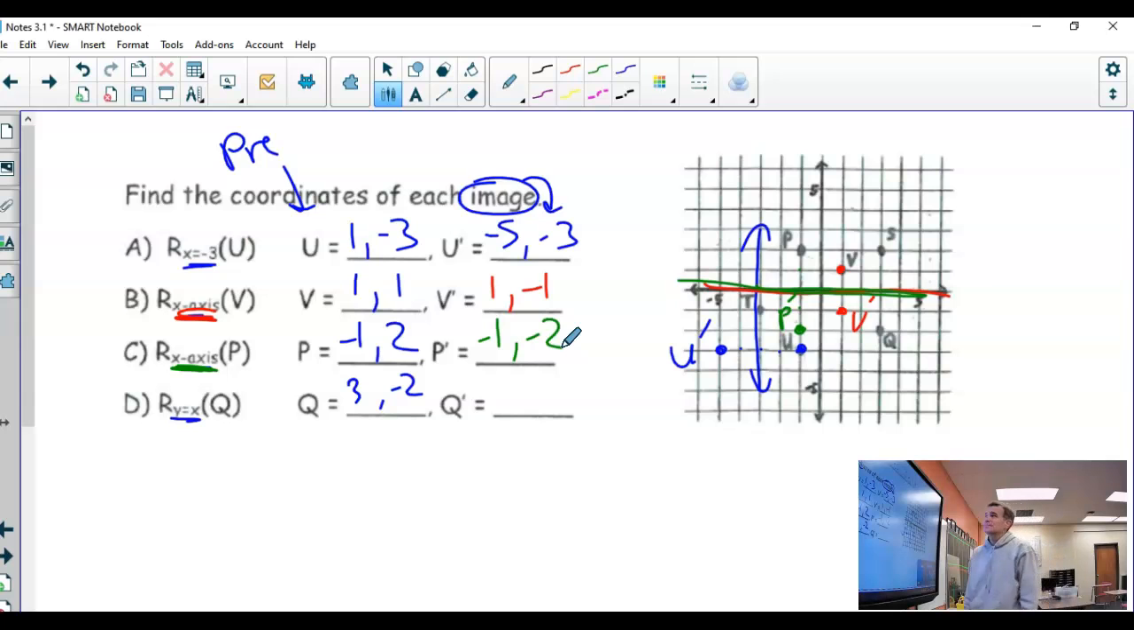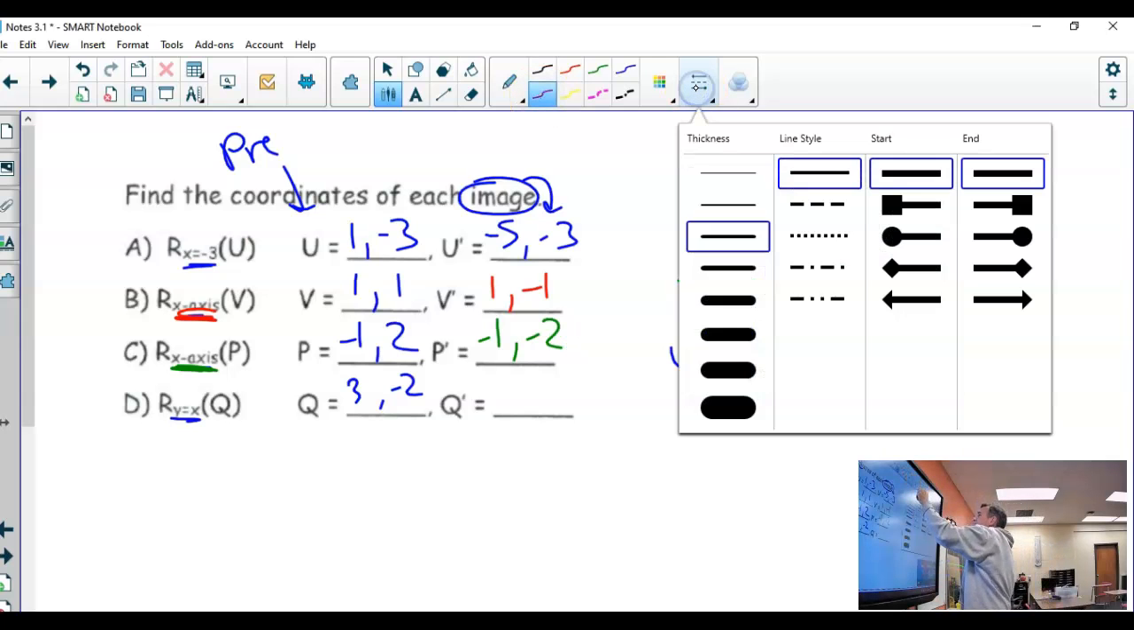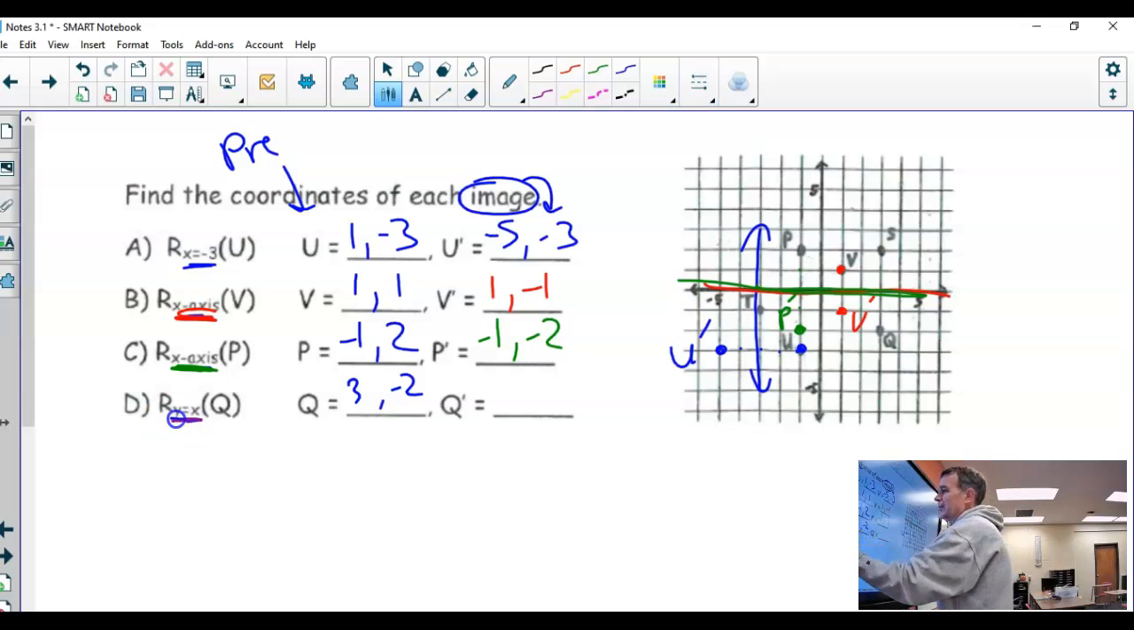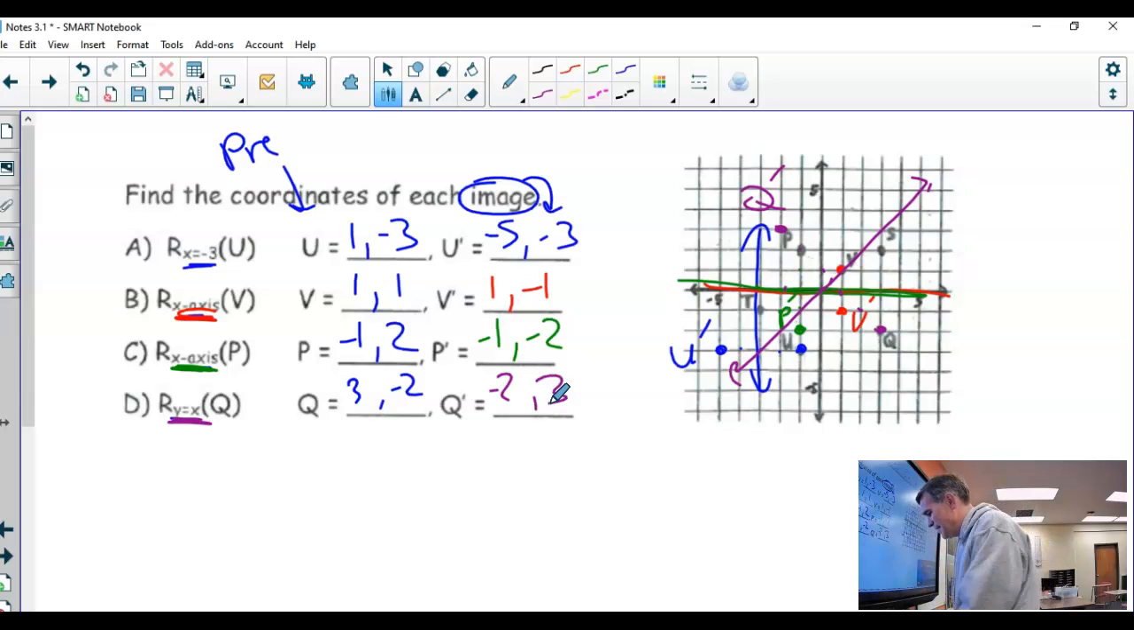And last up, I will do this one in purple. I am going to cross the line x equals y. That is this diagonal line through the middle. And I'm doing point Q. It's 1, 2 and a half, 1, 2. Point Q ends up here. Q prime, that is negative 2, 3. Okay. I think I have completed that.